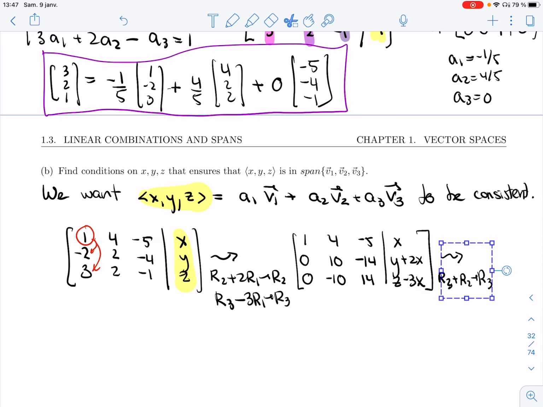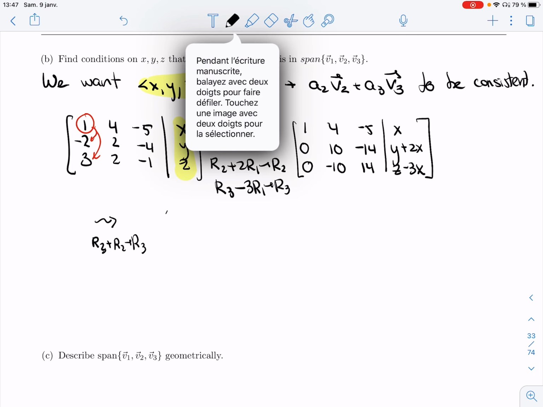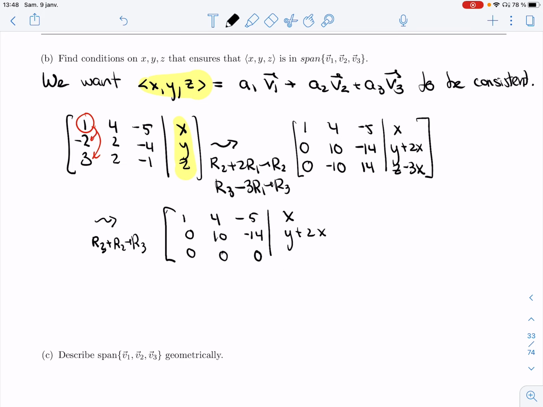Let me do it on a separate line. Hopefully I have enough room. That's going to give me 1, 4 minus 5x, 0, 10 minus 14, y plus 2x, and then 0, 0, 0. And then I'm adding the 2, so I'm going to get z plus y, and then x, I get minus 3x plus 2x, minus x.